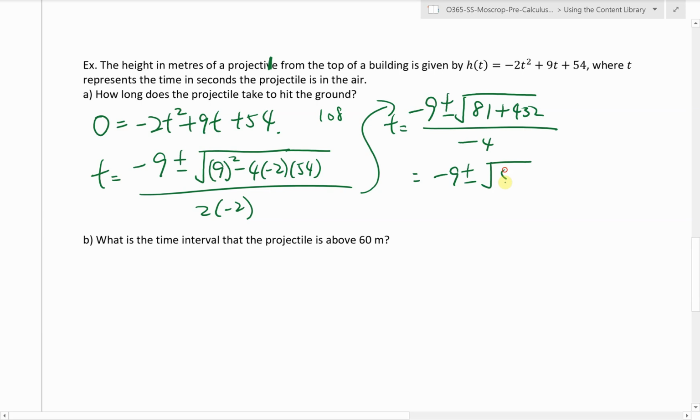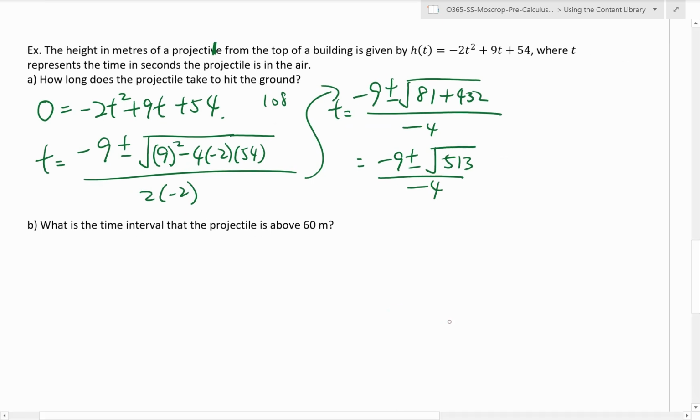This is 513 divided by negative 4. Okay, so now I know I need to abandon the negative 9 plus, because when I do that, I know the square root of 513 is bigger than 9. So if I do negative 9 plus something bigger than 9, that will turn into a positive number, and positive divided by negative 4 is going to be a negative number. Time cannot be negative. So I know right away I need to reject that answer.